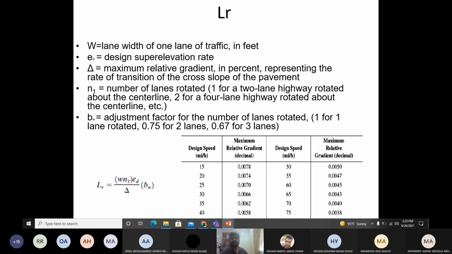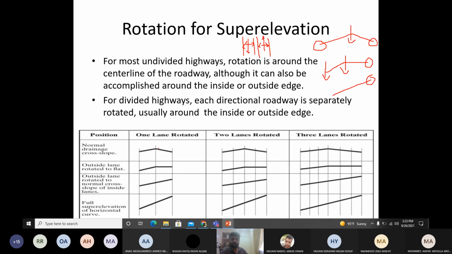N1 is the number of lanes rotating on each side. Let me call it the number of lanes rotating in one phase, or at a time. So for example, if you go here, I have two lanes. You can see from here to here, I'm rotating one lane, and again from here to here, I'm rotating one lane at a time. So the number of lanes rotated is basically half of the total lanes you have.